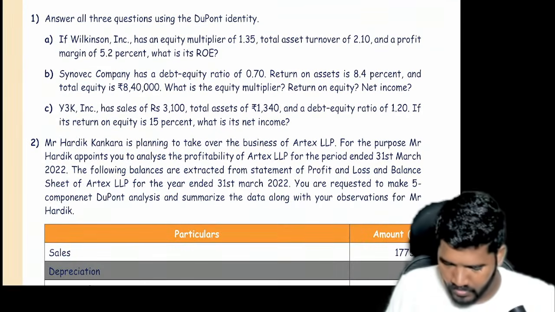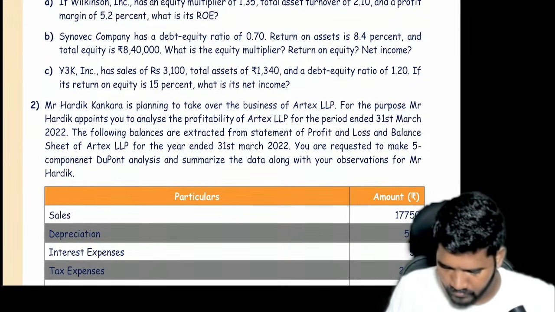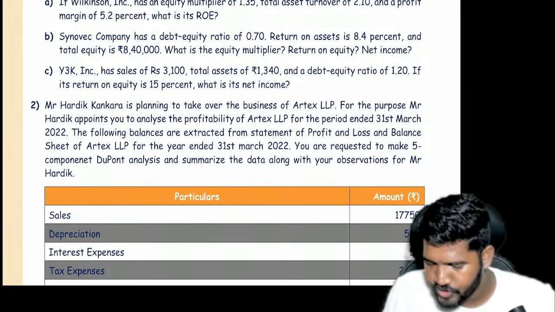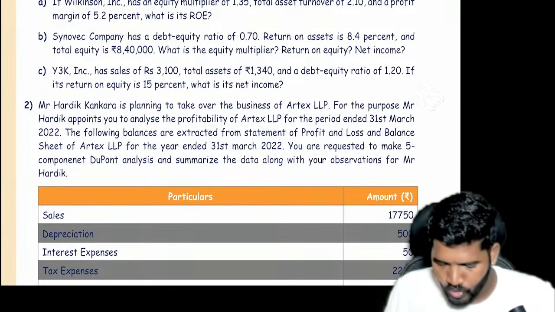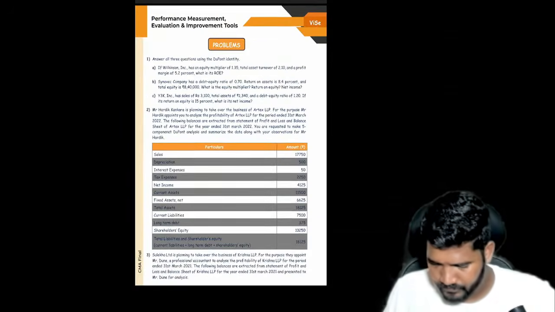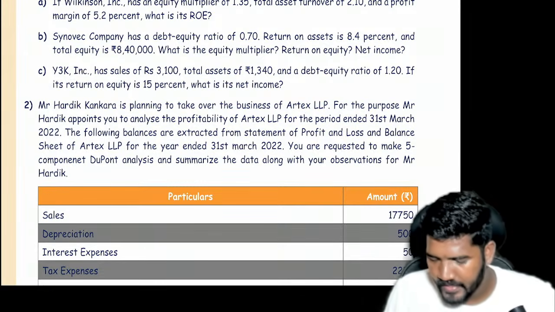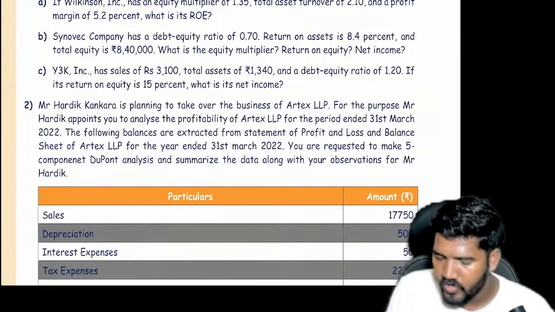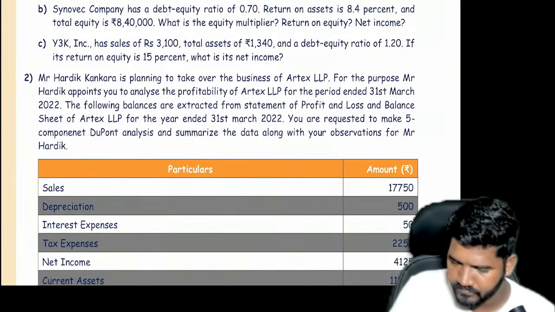Case B, Sinovic company has debt equity ratio 0.7, return on asset is 8.4%, total equity 8,40,000. What is the equity multiplier, return on equity, net income? They are asking for 3 questions based on the given information. Let us check.